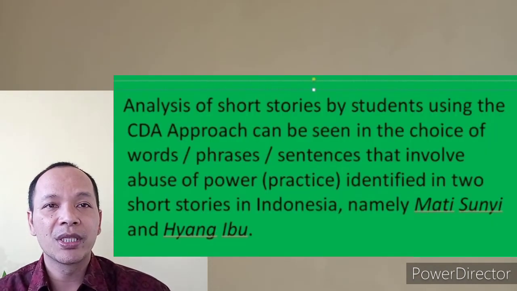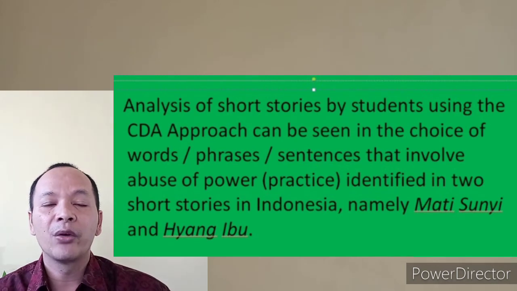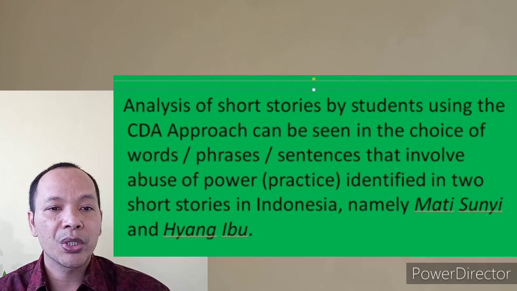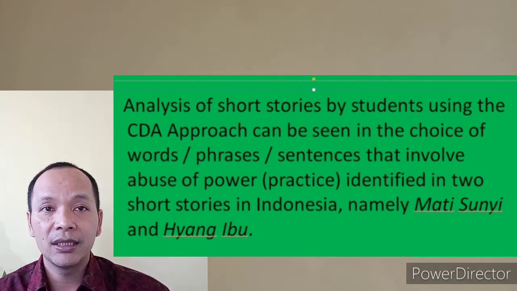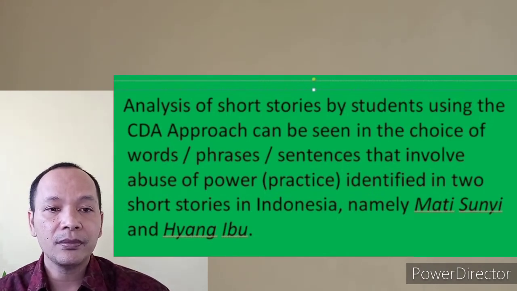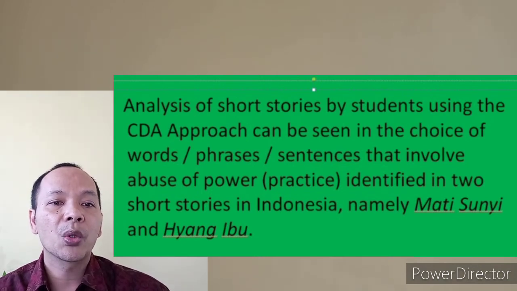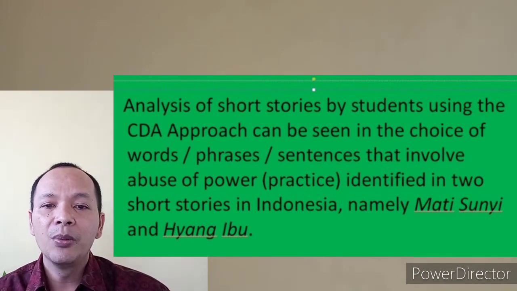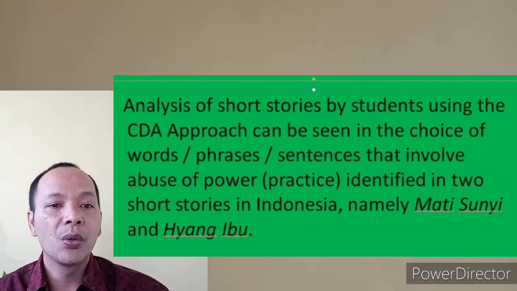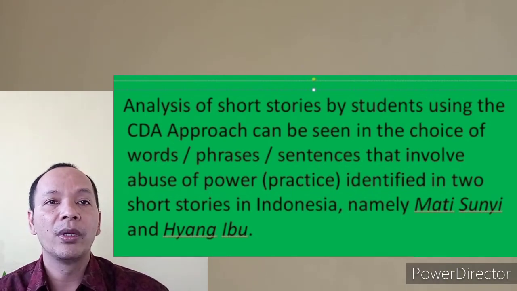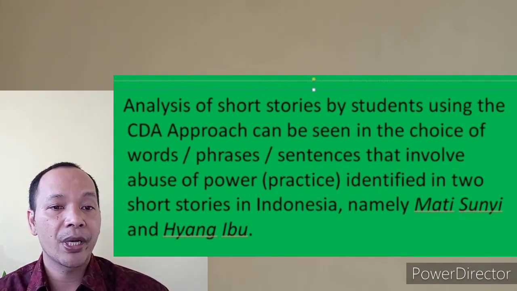Analysis of short stories by students using the critical discourse analysis approach can be seen in the choice of words, phrases, and sentences that involve abuse of power or practice identified in 2 short stories in Indonesia, namely Mati Sunyi and Hyang Ibu. These 2 short stories are about the life of Balinese people, about society and customary rules, and about death. Mati Sunyi tells the story of the death of a woman who was famous in a foreign country, but not one person attended when she died. Hyang Ibu also recalls the death of a mother, but the son who was expected to hold the ngaben ceremony was unable to pay for the ceremony. Even though the son has no means to hold the ceremony, the villagers work together to hold the ngaben ceremony for his mother.